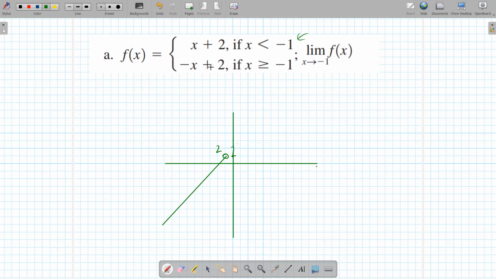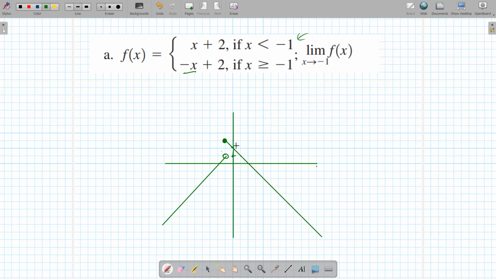The next guy, -x plus 2, same idea. It's going to start here, but instead of going 1 unit up and 1 unit across, the slope is -1. So it's going to go 1 unit down and 1 unit across there. And that guy exists from -1 onwards, like that. Is that an open circle or a closed circle? Closed. Yes. Okay.